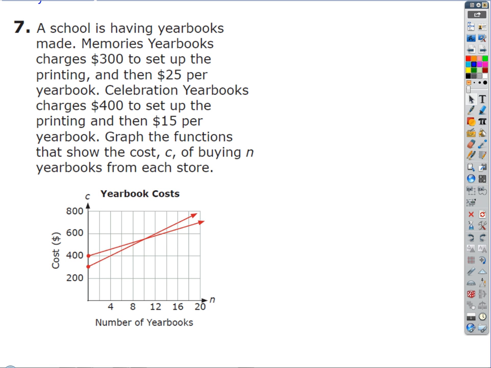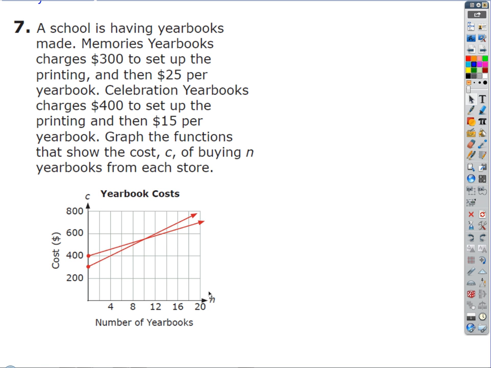This would be where you're just creating two lines, right? So the answers are the red lines that are drawn here. The school is having yearbooks made. One of them charges $300 to set up the printing, and then $25 per yearbook, so the number of yearbooks. It's just going to go up, the slope is 25, and you're just going to create that line.